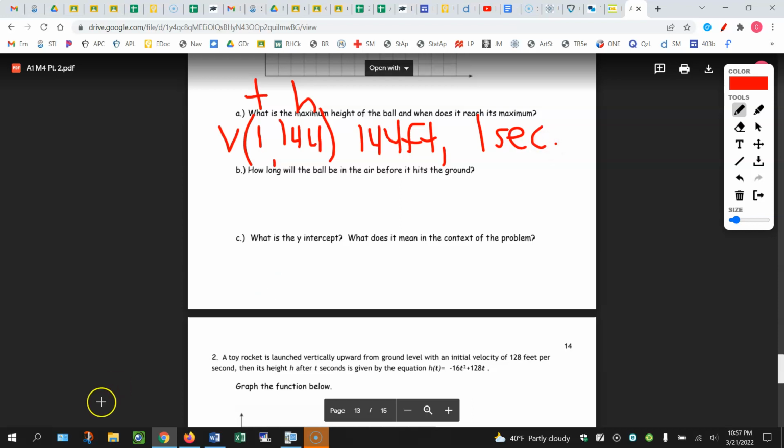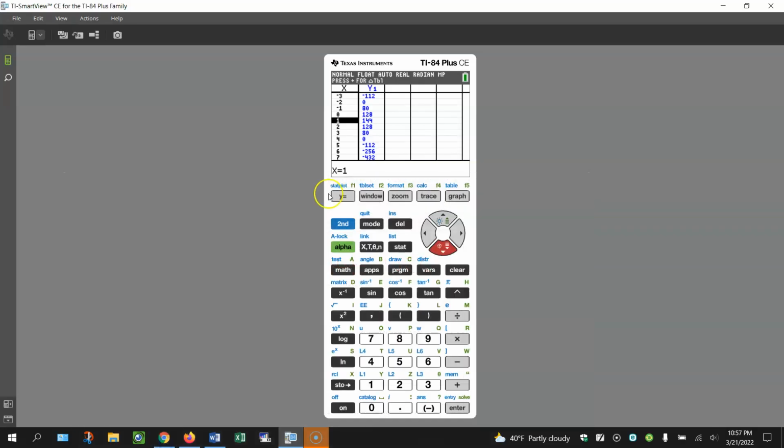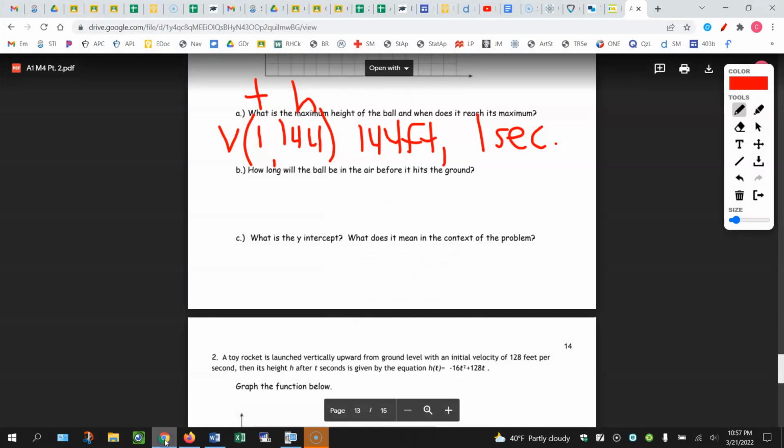How long will the ball be in the air before it hits the ground? As we mentioned in the previous question, we're just looking for 0 in the y column. We're not going into the negatives. As we talked about, every quadratic will have 2 solutions, but we're not talking negative 2 seconds. So it's going to be 4 seconds.